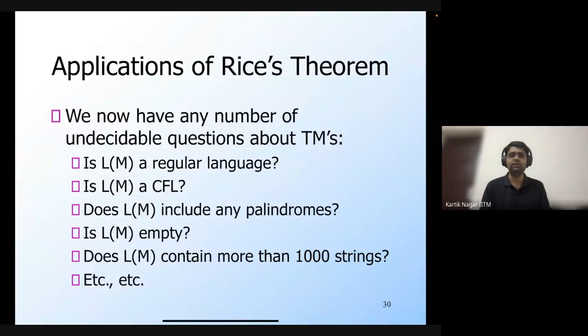This is a non-trivial property because obviously there are languages which are regular and there are languages which are not regular as well, and it's a property of the language itself. So that's why I can apply Rice's theorem, and hence this becomes an undecidable question. Similarly, is the language of M a CFL? Does the language of M include any palindromes? Is the language of M empty? Does the language of M contain more than 1,000 strings? You notice that all of these are properties of languages and they are non-trivial properties. And that's why I can apply Rice's theorem and say that there cannot exist a Turing machine which can decide these properties. So hence they are undecidable. Okay.